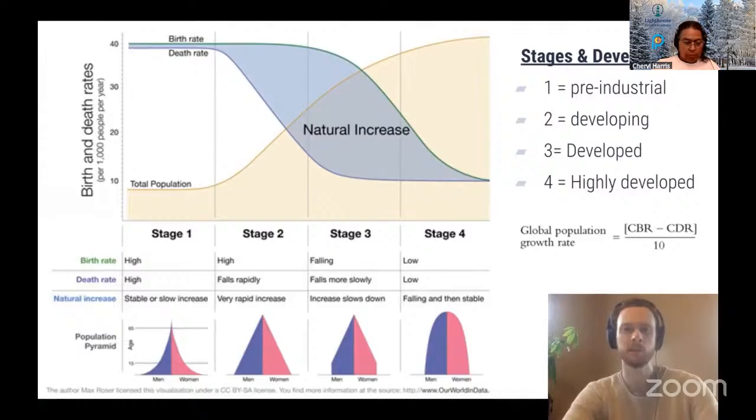Remember, though, that there aren't really any true stage 1 countries in the world. So even the very poorest nations on Earth have infant mortality rates and death rates that are lower than their crude birth rates. So we don't see populations that are this.